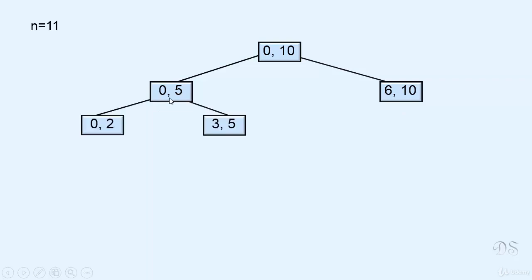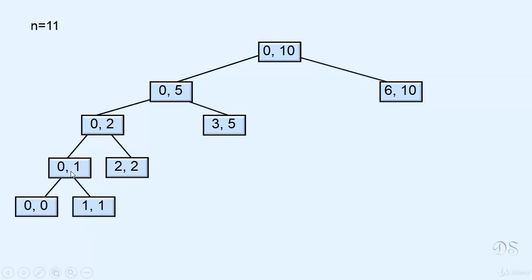Now here mid is 2. So the two sublists are 0 to mid and mid plus 1 to up. Now here mid is 1. So the two sublists are 0 to mid and mid plus 1 to up. Now here in this sublist low and up are same. So this sublist contains only one element and the recursion will stop here.